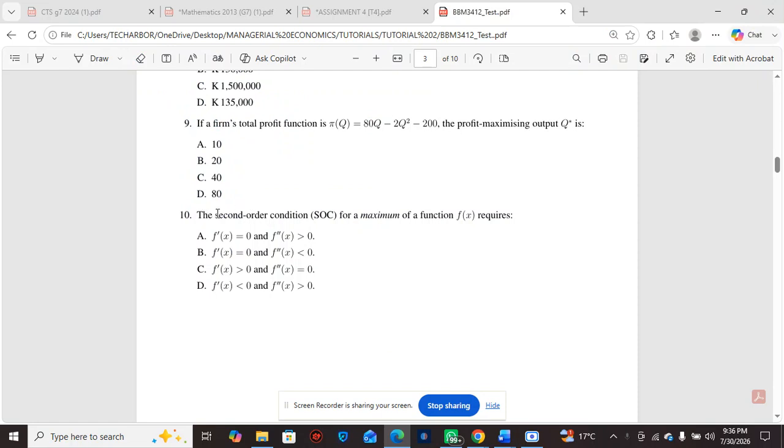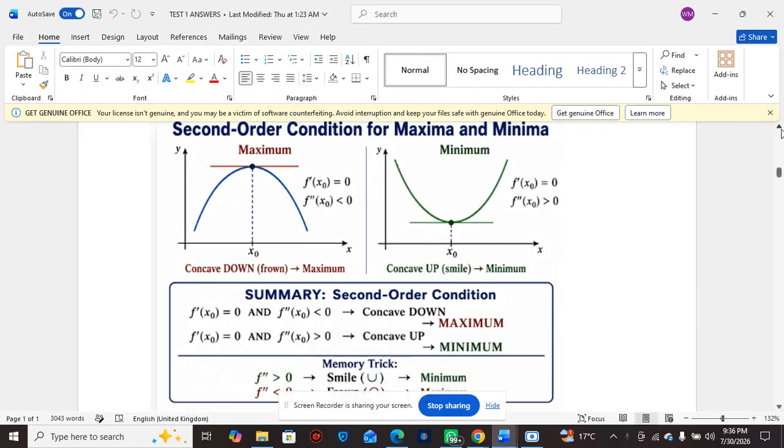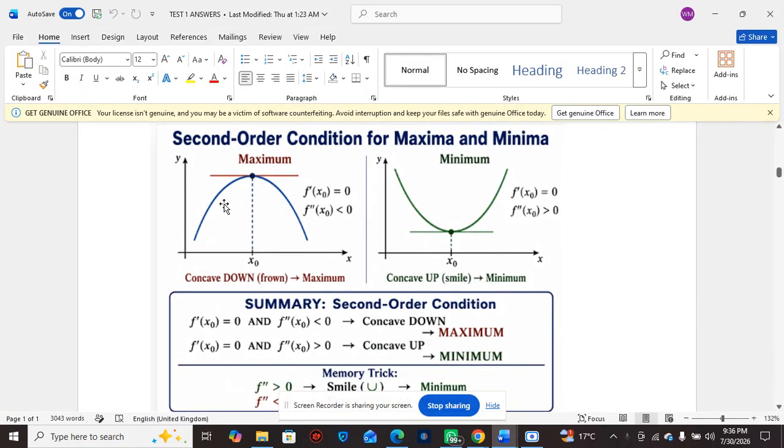Okay, so the second order condition for a maximum function f(x) requires... Let me just show you a diagram for this second order condition. It usually deals with quadratic equations where you have a parabola. As you can see here, you'll be given a function.